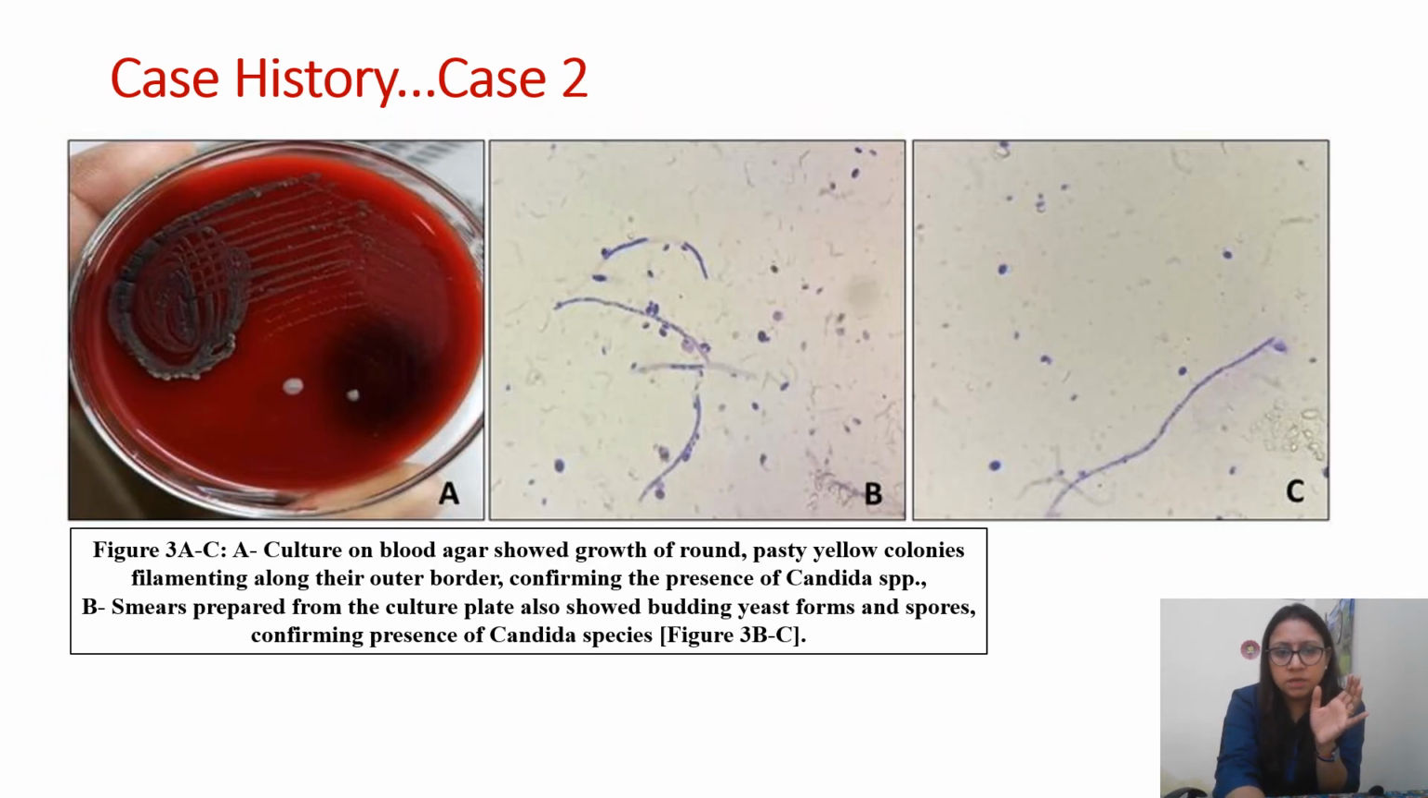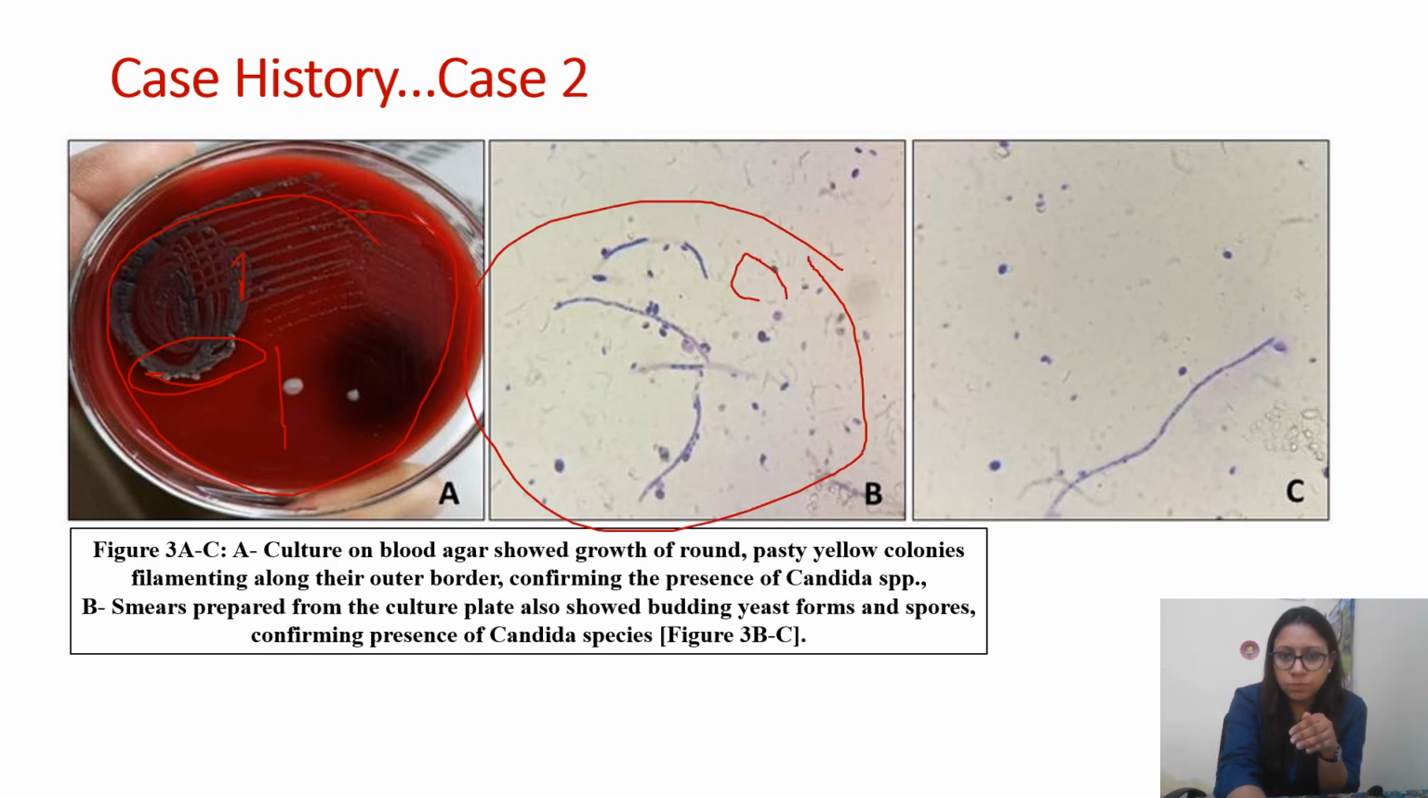So this is the culture image. Blood culture, we had cultured on blood agar. So these pasty colonies you can see here, and here these are the colonies. From the culture plate we made smears. Here also you can see spores. The round ones are the spores, the small rounds. These are the spores, and these are the hyphae.